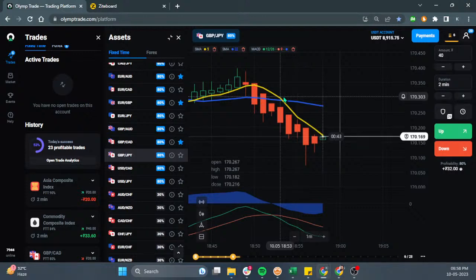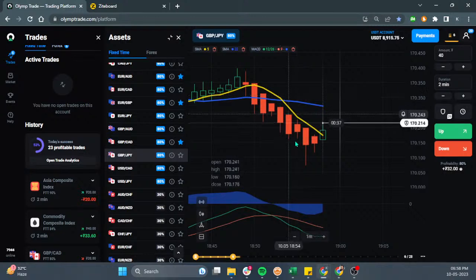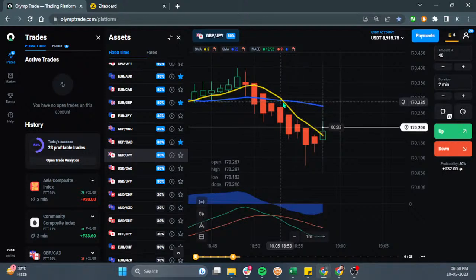This two-step process, always remember that. Step number one, we have to wait for the crossing to happen. When the crossing happens, see if the cloud is supporting that trend or not. If the answer is yes, you can go with the trade. Otherwise, avoid trading at that particular moment.